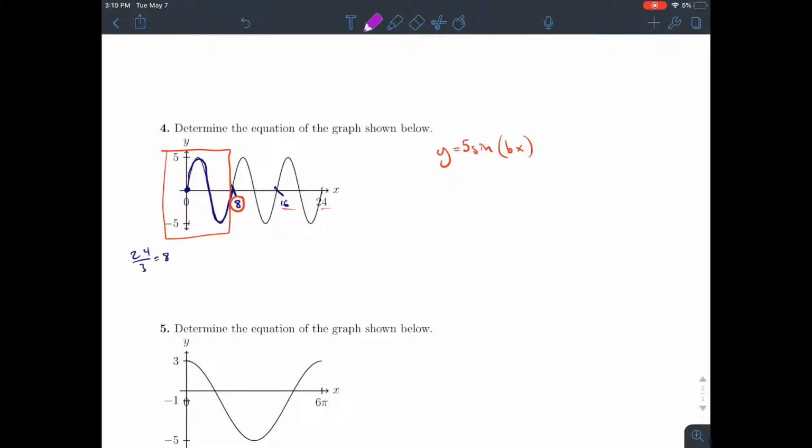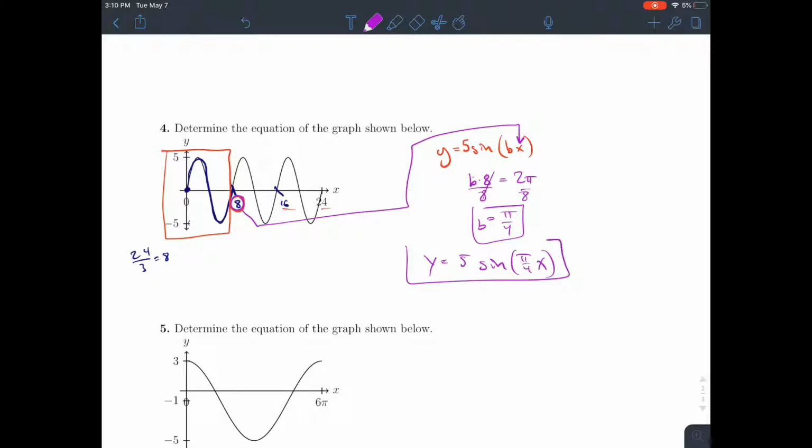So when we plug in 8 for x, the inside has to complete a full cycle. So we divide by 8 on both sides, and we get b is equal to pi over 4 after reducing that fraction. So we get y equals 5 sine pi over 4 x. Final answer.